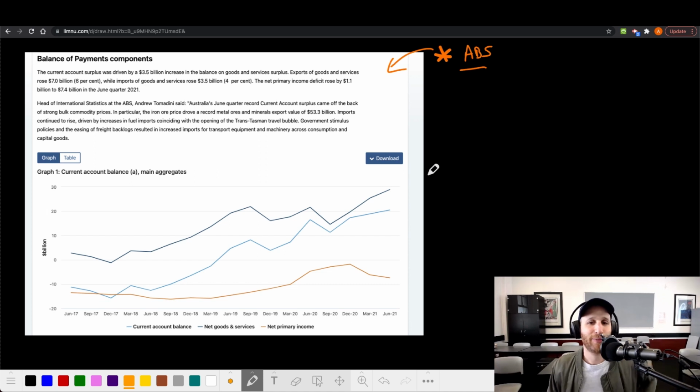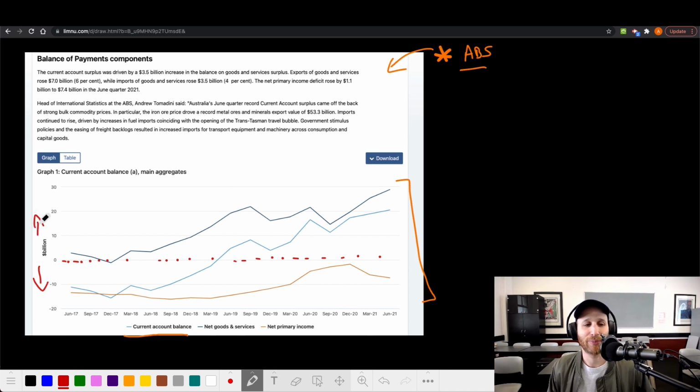I think the best place to start is with this graph here, so that you can see that the light blue line is the current account balance. If we put this red line here, you can see that's where zero is. So that would be a balanced current account. Here, that's the deficit. And then here, it would be the surplus.